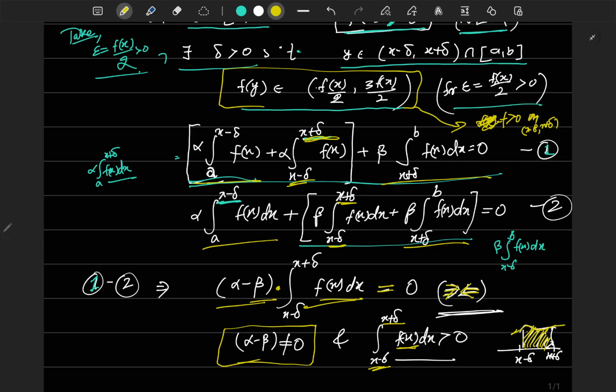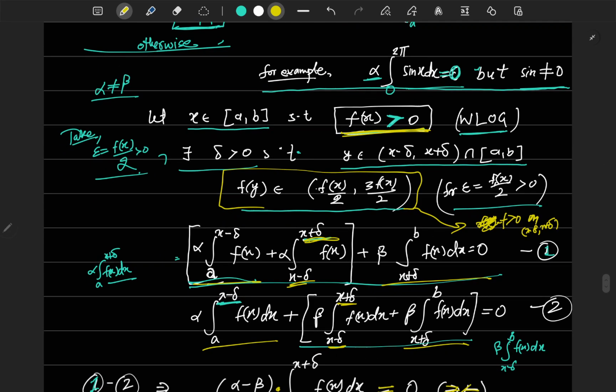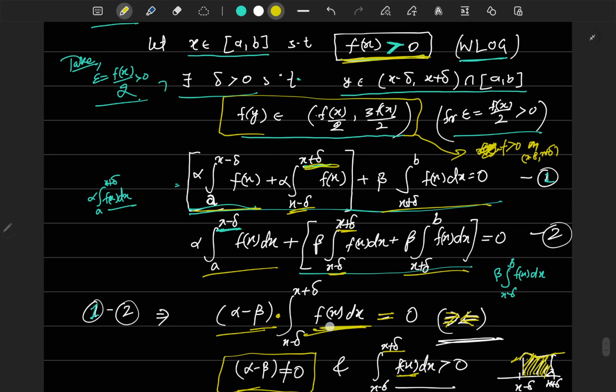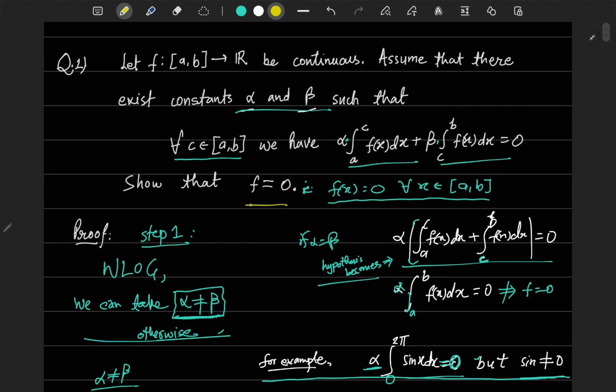So what is the problem? The problem is that f(x) would be 0 only. If it was negative, then a similar proof works, where we can take epsilon as mod f(x) by 2, and the same thing will work. If f is negative, the integral will be negative, but both factors are non-zero, so the product would be non-zero. This is how the proof goes. So we get f is equal to 0 everywhere in the domain.